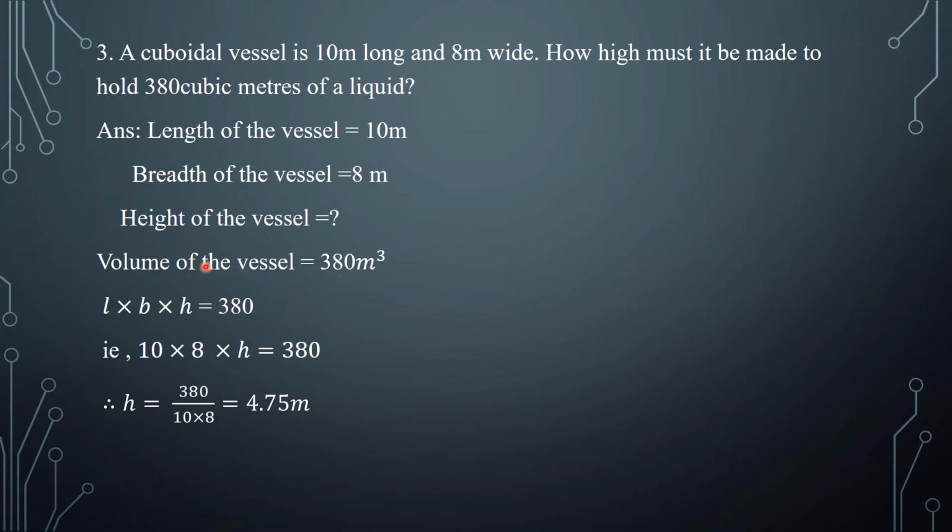Substituting the formula for volume of the vessel, that is L into B into H is equal to 380, that is 10 into 8 into height is equal to 380. We can find H is equal to 380 by 80, which is 4.75 meter.